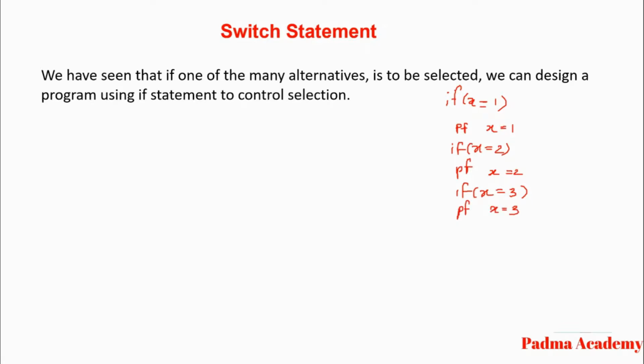Suppose that x is one variable of type integer and you are taking the value of x from the user, and the user gives the value x is equal to 2. Then what statement will be executed? Yes, it will check that if x is equal to 2, then it is true, then it will print x is equal to 2. So this is how we select among many alternatives.